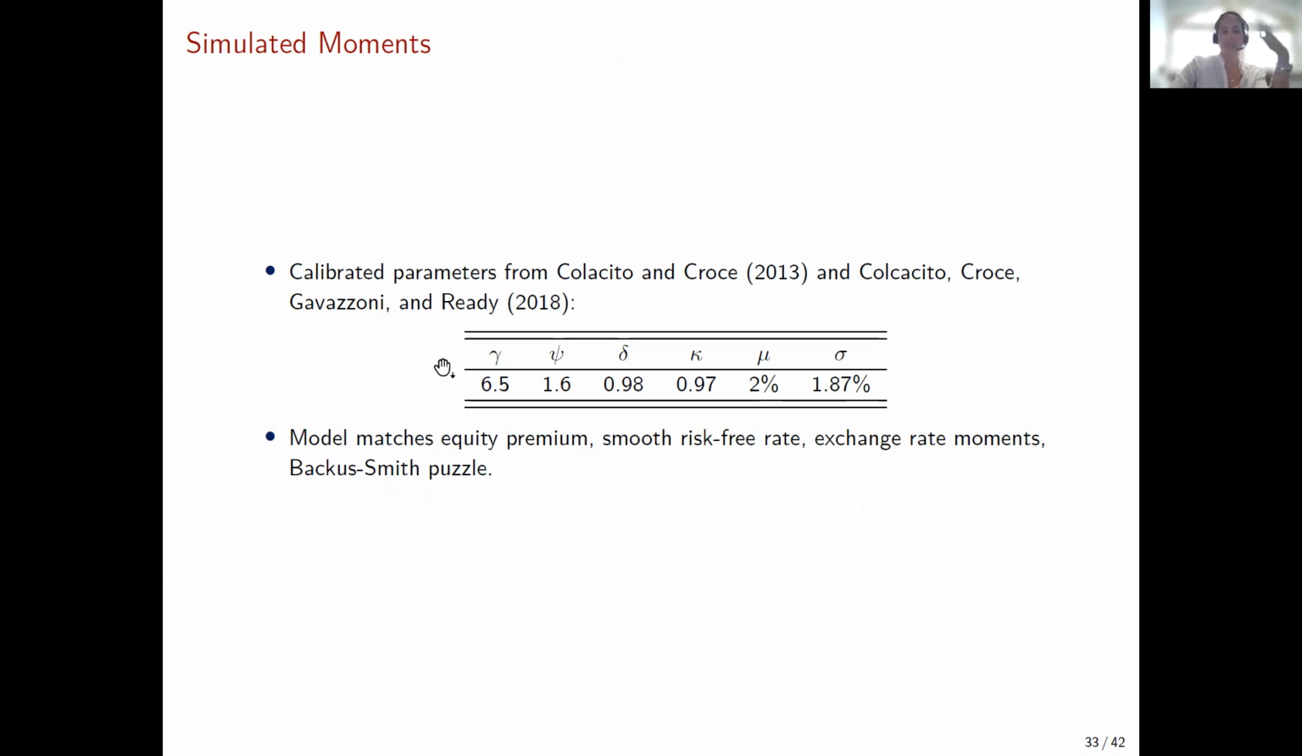Before I get there, these are the parameters that people use in the literature. Risk aversion is 6.5. IES is equal to 1.6. Discount rate is 98%. Home bias is extremely high, 97%. The average growth rate of consumption is 2%, and the average volatility is 2%. As I said, this is a very successful model. Why? Because it matches the equity premium, the risk-free rate puzzle, all the exchange rate moments that we have, the violation of UIP, and the Backus-Smith puzzle.